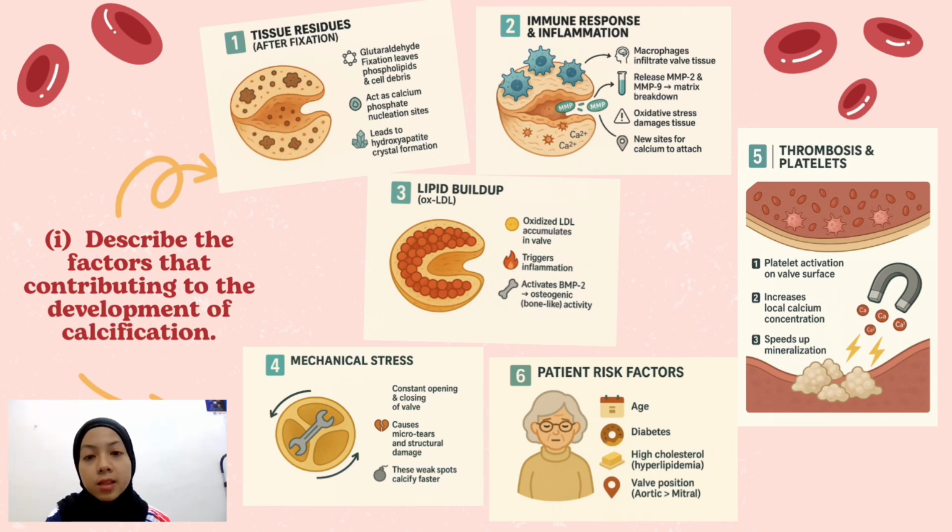There are 6 factors. First, tissue residue. Glutaraldehyde fixation leaves phospholipid and cell debris that act as calcium phosphate nucleation sites, leading to hydroxyapatite crystal formation. Second, immune response and inflammation. Macrophages infiltrate valve tissue and release MMP2 and MMP9, causing matrix breakdown. Oxidative stress damages tissue, creating new sites for calcium to attach.